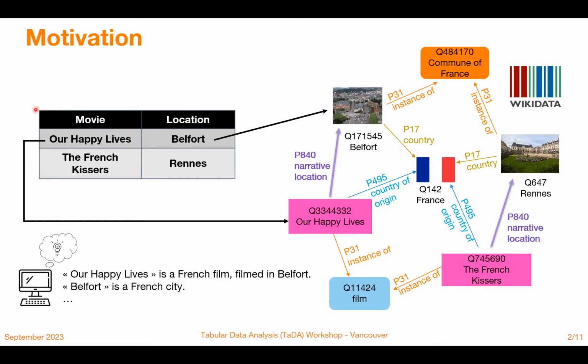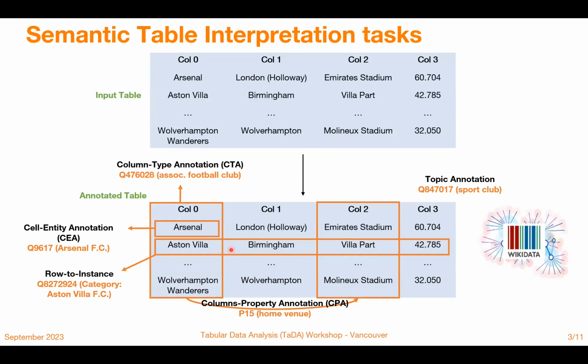For example, given this table and this graph, we have more information about "Our Happy Lives", which is a French film and it was filmed in Penford, or Penford is a French city. To provide the semantics of the table, we perform 5 annotation tasks.